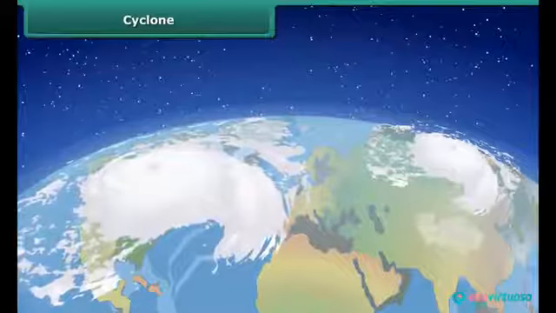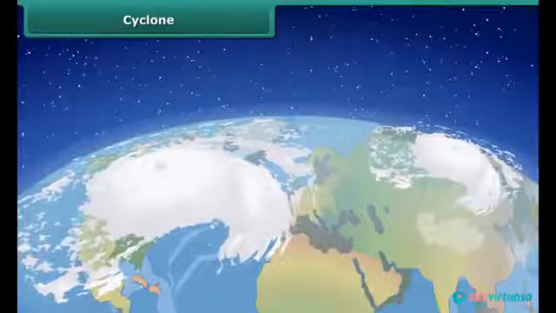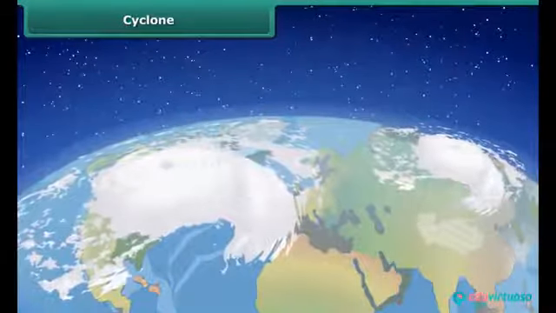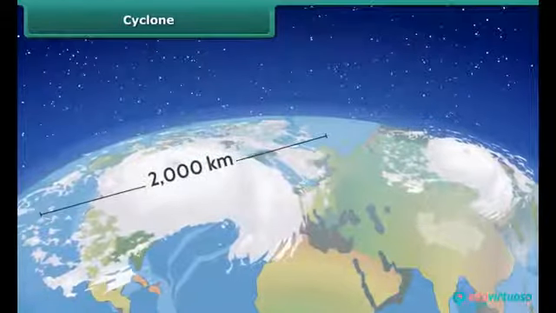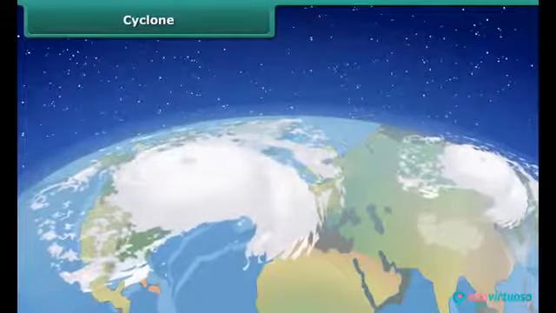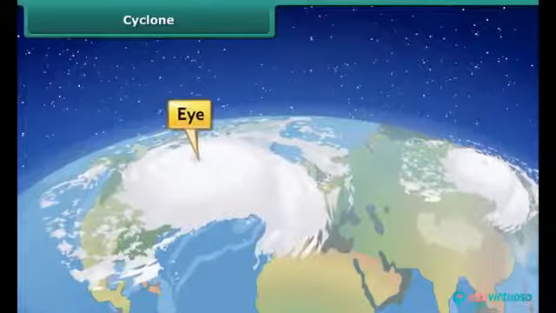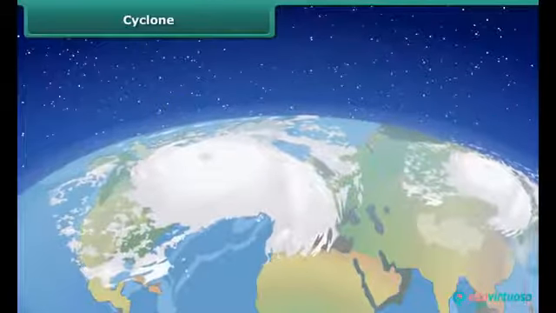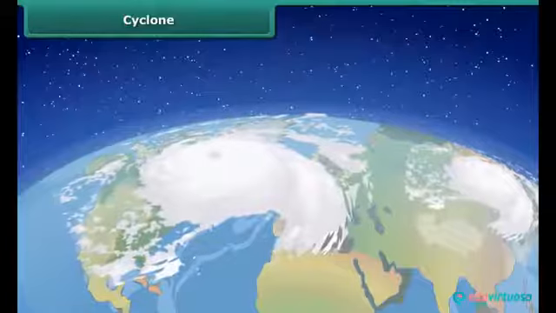The swirling winds rotate faster and faster, forming a huge circle which can be up to 2,000 kilometers across. The center of a cyclone is a calm area. It is called the eye of the storm. As the cyclone builds up, it begins to move.